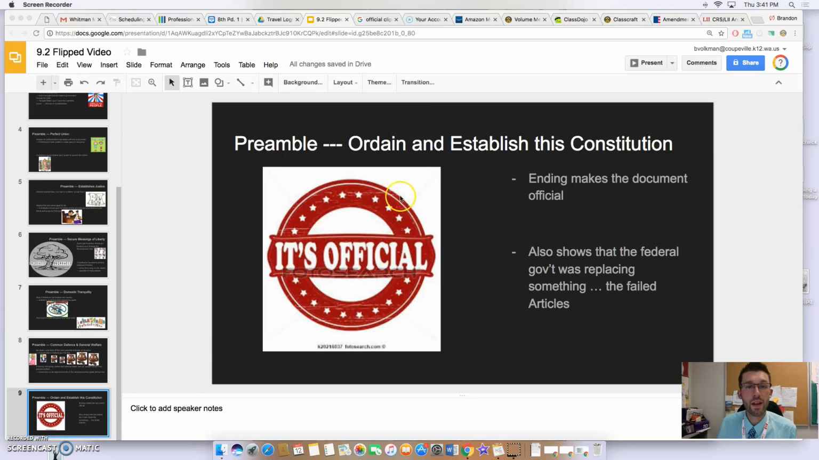Part of the preamble starts with ordain and establish this Constitution. This is important because it's an ending, making the document official. The word ordain means to decree something officially. So if you ordain something, that's what you're doing. You're decreeing that something is finally official.